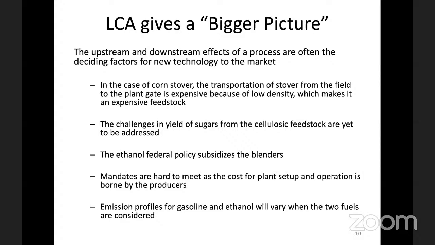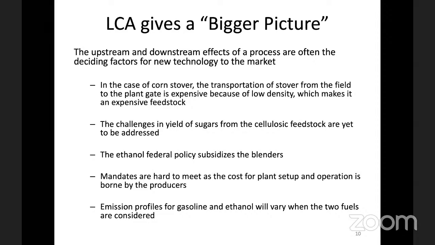Next we come into the policy realm, with the ethanol federal policy, where ethanol is being subsidized for the blenders. If you have a plant producing ethanol, you will not get a subsidy, but if you're a blender, then you are going to get a subsidy. This federal policy has hurt the producers of ethanol very much, especially in the realm of cellulosic, or second generation, biofuels that we are talking about.